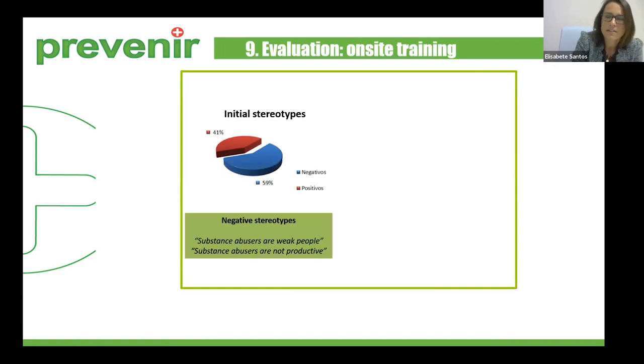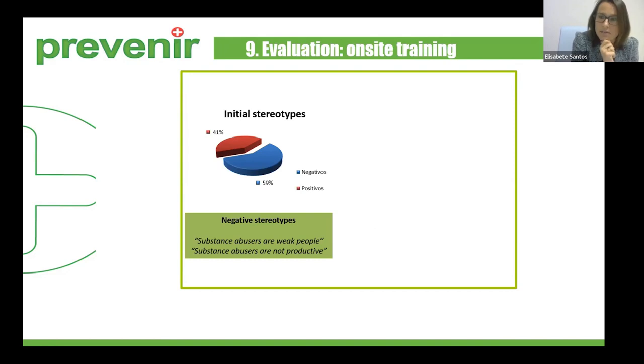As for the on-site training, we have assessed in the beginning of the session the stereotypes that supervisors have on substance users. And we can see that 59% of supervisors had negative stereotypes of substance abusers.